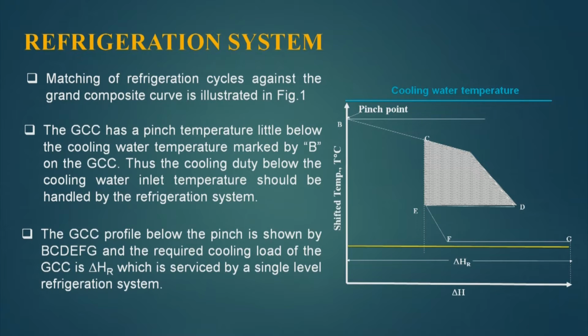Now, the aim of this refrigeration system is to provide cooling to the lower part of the GCC. This is the below pinch area, this is the pinch point, and this pinch point is below the atmospheric temperature, and hence the cooling which is required is refrigeration. Now, the heat which is available from this to this and from this to this has to be rejected to a refrigeration system.